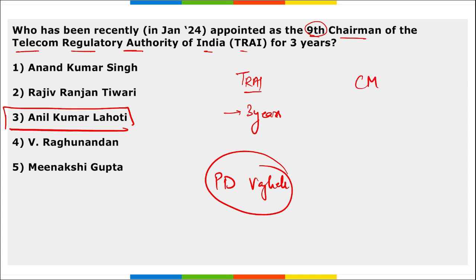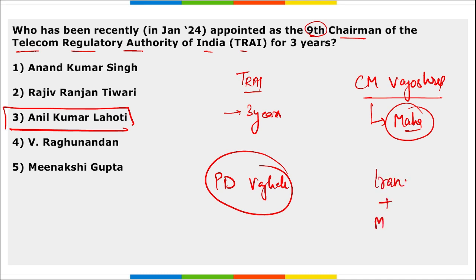Then tell me, CM Vayoshri Yojana was launched by which state? It was launched by the Maharashtra state government. Correct? Then tell me recently, which country is providing visa-free travel to Indian nationals? Iran. Then Thailand is also providing the same, and Thailand is providing till May 2024.